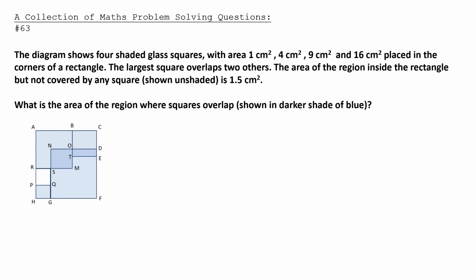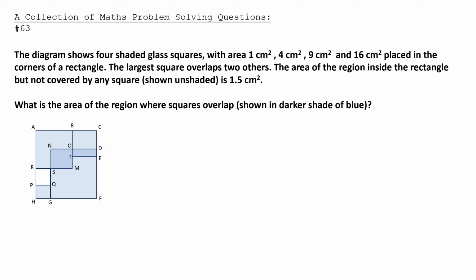The diagram shows 4 shaded glass squares with areas 1 centimeter square, 4 centimeter square, 9 centimeter square, and 16 centimeter square placed in the corners of a rectangle. The largest square overlaps two others. The area of the region inside the rectangle, but not covered by any square, shown unshaded, is 1.5 centimeters square. What is the area of the region where the squares overlap, that's shown in a darker shade of blue?